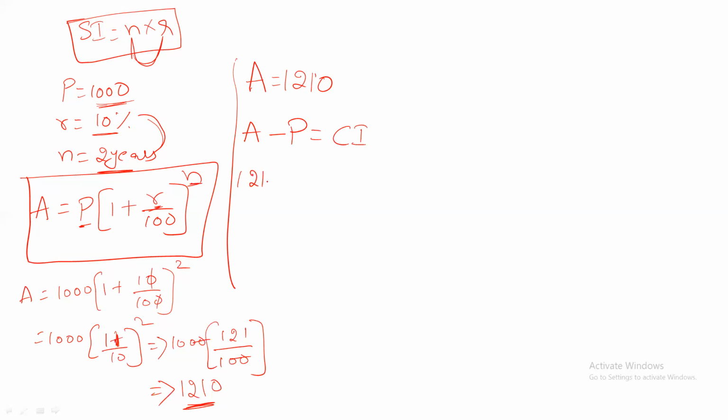So 1210 minus the principal amount of 1000 rupees equals how much? 210 rupees. So this is only the compound interest. Now, without using this formula, and I hope you all are clear with this, many students follow this approach where they take the formula and substitute the values.